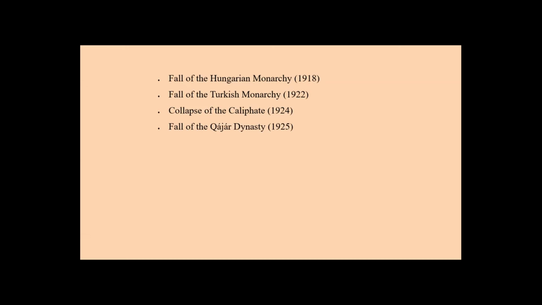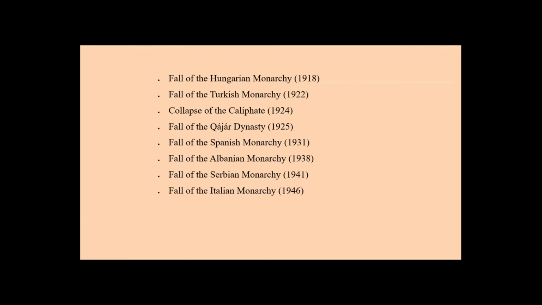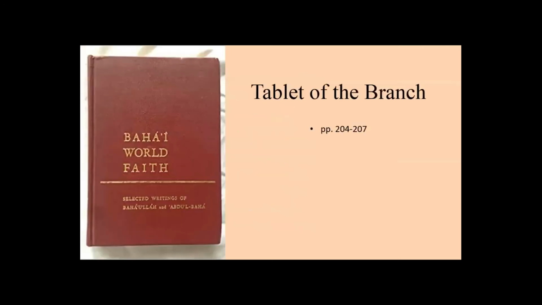That's why it's only been since we had the wars in Baghdad and so on, and the Twin Towers and so on, that anybody knew anything about Islam or anything about the Middle East, really. The fall of the Qajar dynasty, and the Qajar, of course, is the family line of Nasiruddin Shah. The fall of the Spanish monarchy, and of course, this was the fascist falangistas and Franco. You have a dictatorship. The fall of the Albanian monarchy, the Serbian monarchy, the Italian monarchy, the Bulgarian monarchy, the Romanian monarchy.